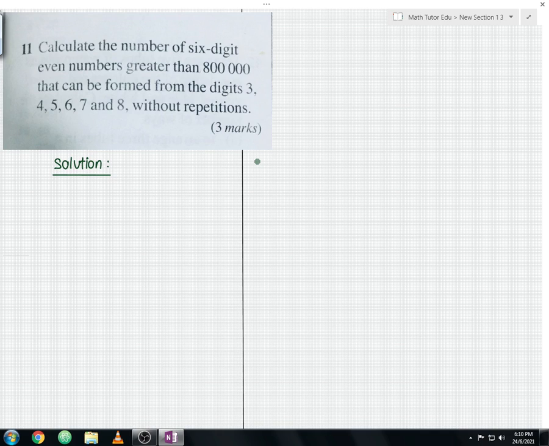Hello everyone and welcome to another Math Tutorial video. Now I'll be discussing Form 5 Additional Mathematics Chapter 4 Permutations and Combinations Long Question Example 3.